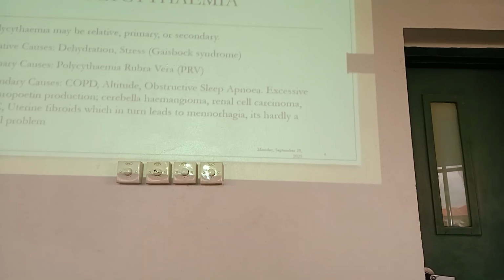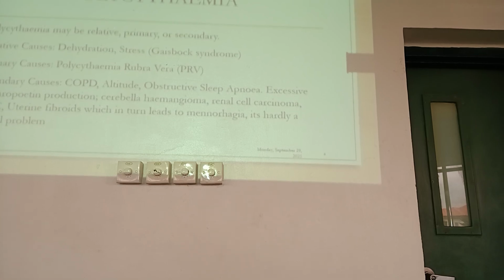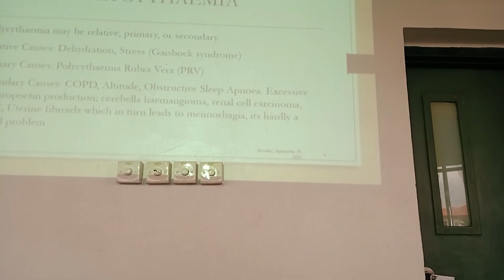If you have fibroid, you have anemia because of the associated bleeding, but it can also stimulate erythropoietin production. But usually they don't present with polycythemia. If you have fibroid, you present with anemia. So that is inappropriate stimulation, inappropriate because of an ectopic source.